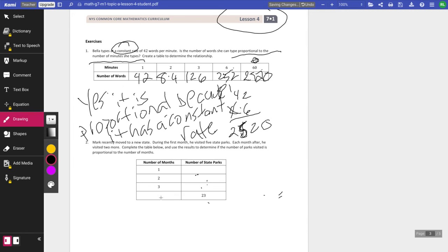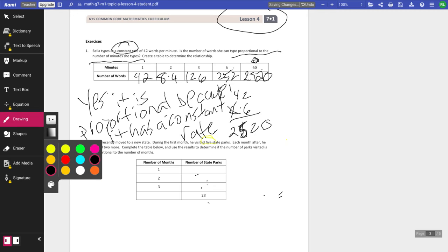A little more complicated because I see that I have an opening over on my left as well as over on my right. Mark recently moved to a new state. During the first month, he visited 5 state parks. That's important. We know the first month was 5 state parks. Okay. Each month after, he visited 2 more. Complete the table and use the results to determine if the number of parks visited is proportional to the number of months.